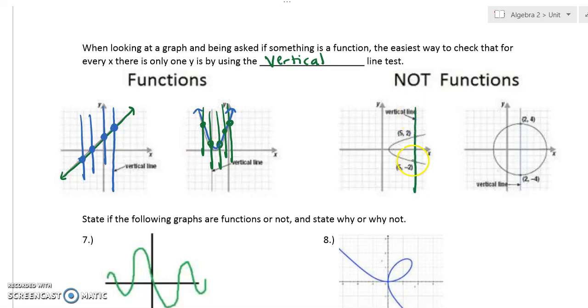Here's a vertical line test. It's touching the graph twice, therefore it's not a function. Same thing here with the circle. The line is touching the circle in 2 places when it should only be touching it once. Therefore, one false answer allows us to say it's not a function.